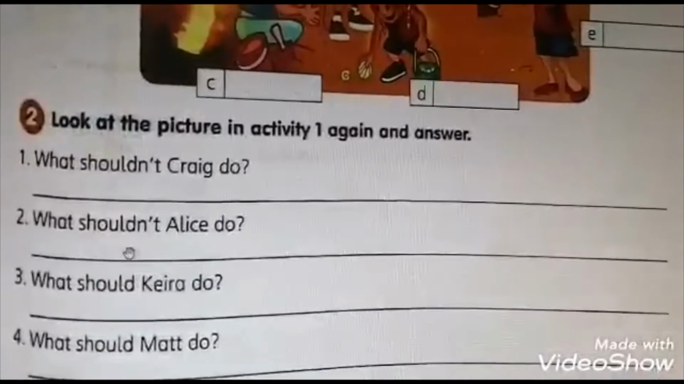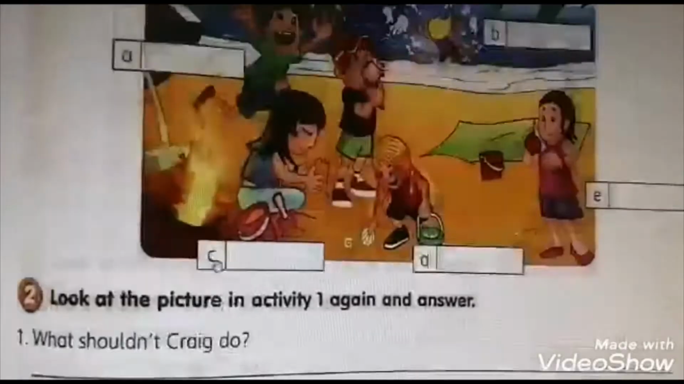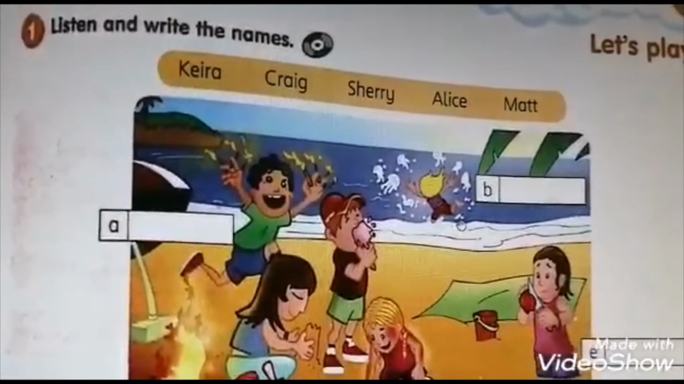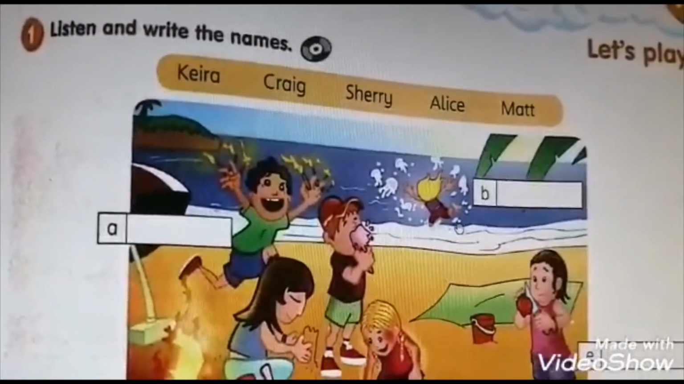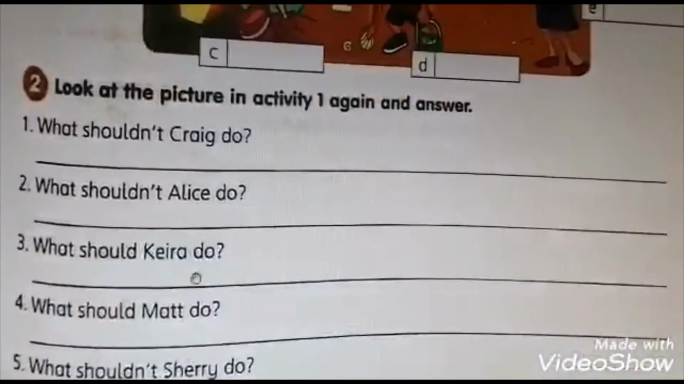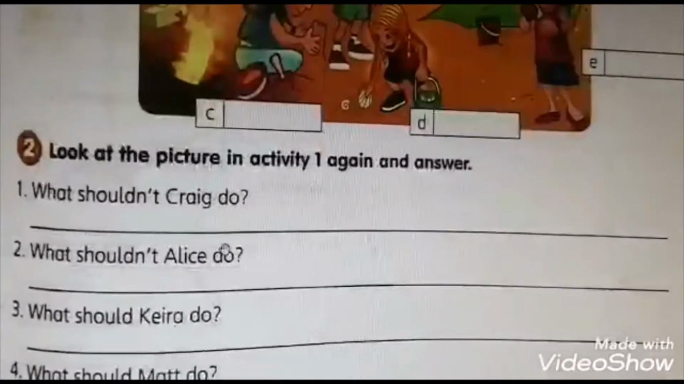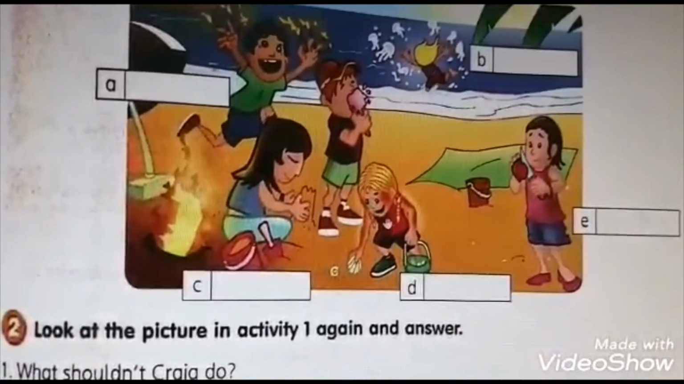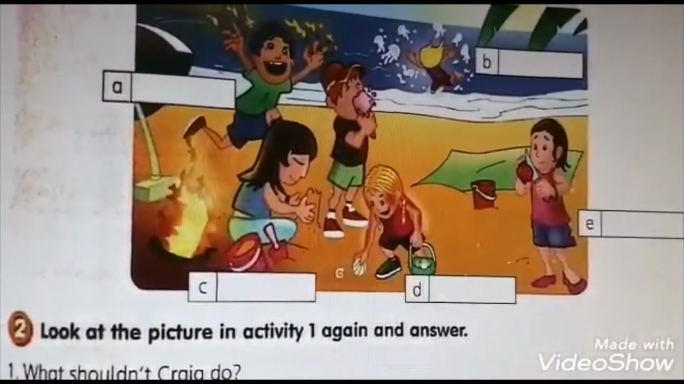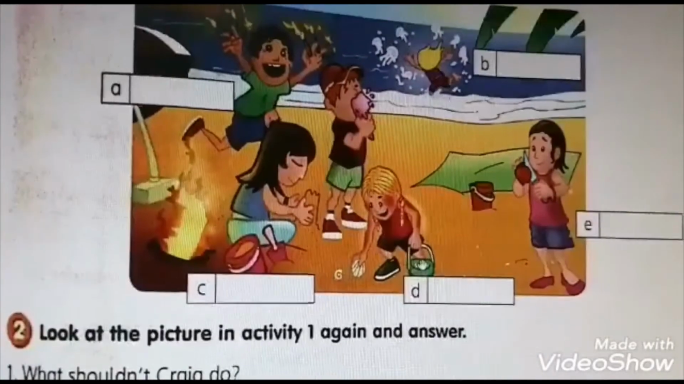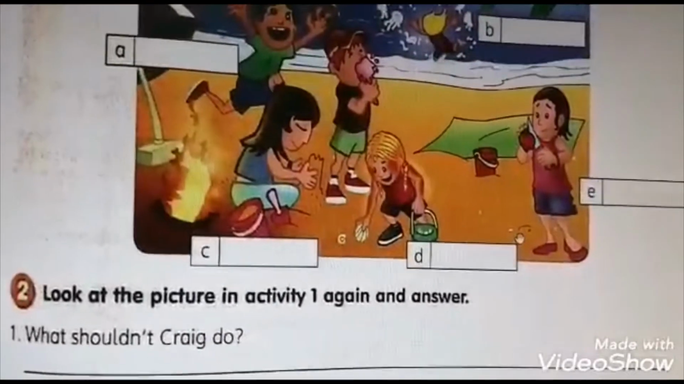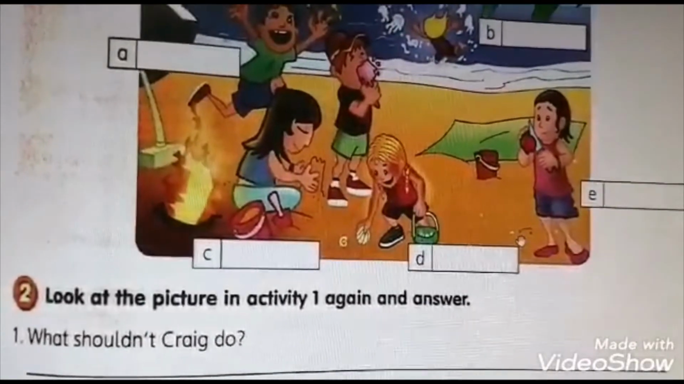Number 2, what shouldn't Alice do? So where is Alice? Yes, B, she's Alice. So Alice shouldn't go swimming. What should Kira do? Who is Kira? Where is she? The D one, yes, who got sunburn. So what should she do? Kira should put on some sun cream. What should Matt do? Matt should be careful with the knife.